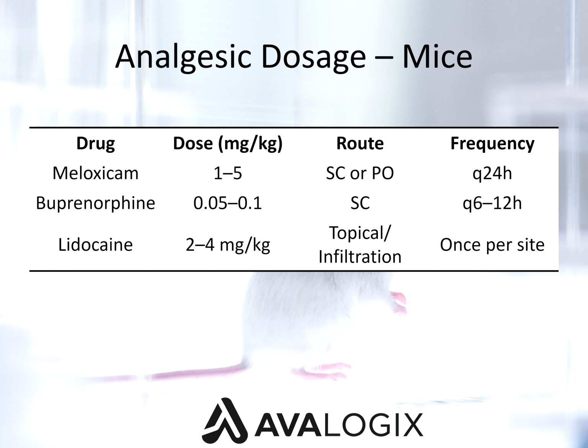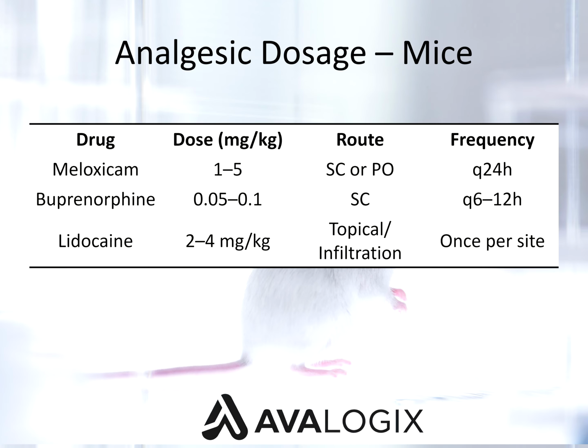Now, looking at dosages for mice. Meloxicam is typically given at 1 to 5 milligrams per kilogram once daily, either subcutaneously or orally. Buprenorphine is dosed at 0.05 to 0.1 milligrams per kilogram every 6 to 12 hours. Lidocaine is used locally at around 2 to 4 milligrams per kilogram but must be carefully dosed to avoid toxicity.